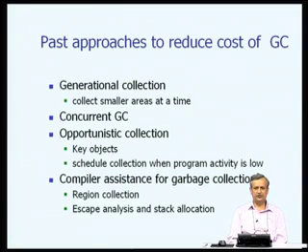Then there is something called opportunistic collection, in which the programmer is supposed to identify what are known as key objects, and these key objects are the roots of trees or headers of linked lists, etcetera. When the whole data structure is not very useful, all the objects pointed to by the key object can be garbage collected. So, we can schedule the collection of such key objects when the program activity is low, but this has to be done carefully, and programmer intervention, that is, program specification of key objects, is required.